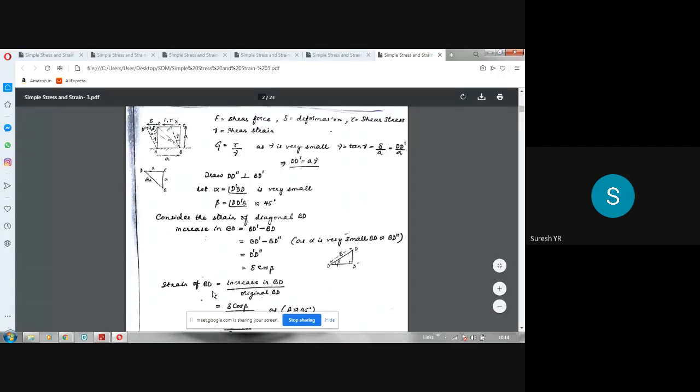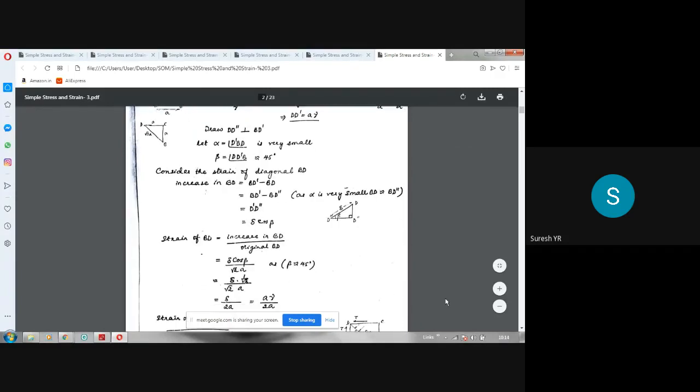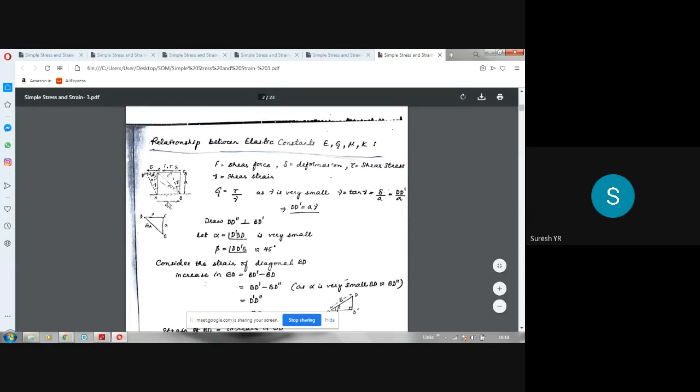Now what is the strain? By definition, strain of BD is the increase in BD divided by the original BD, that is, change in length divided by original length. The increase in BD is delta cos beta, as we just proved, divided by the original BD. What is the length of BD? Since these two sides are A and A, the diagonal BD by Pythagoras theorem is the root of A square plus A square, which is root 2 A. So we get the strain of BD.